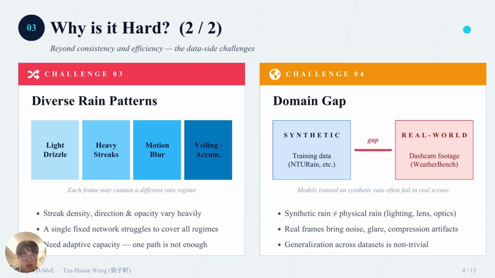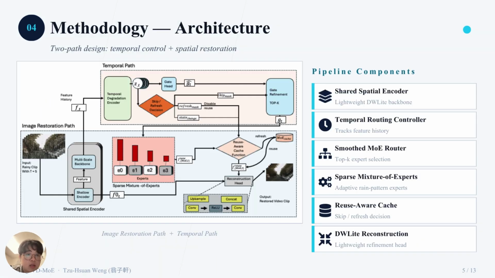Another thing is that rain patterns are really diverse because, like I mentioned, rain itself has multiple degradations, and one path is not enough for this kind of noise. Another thing is that the real world scenario still has some domain gap between the data and the real world. So in our method, we use a really lightweight backbone, mostly CNN, not transformer or something else.